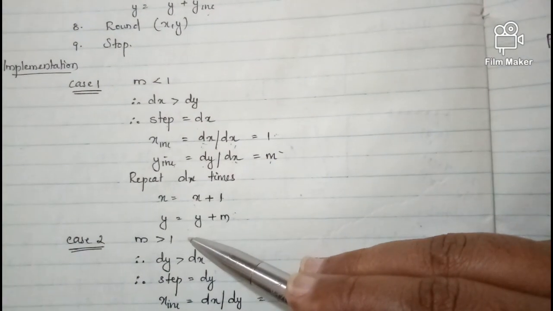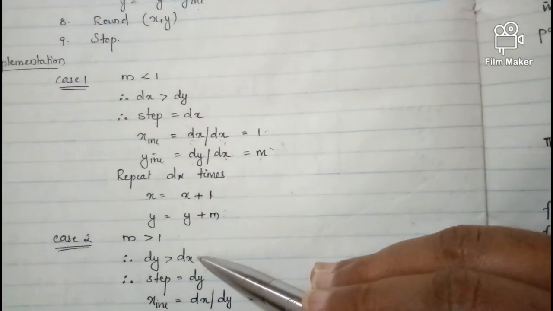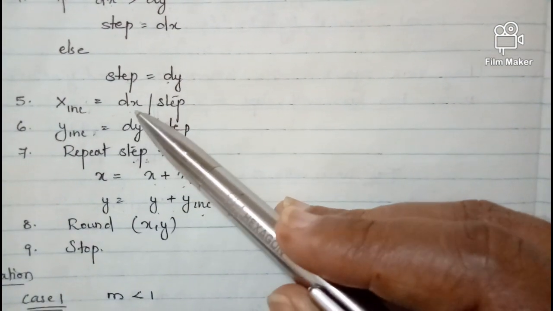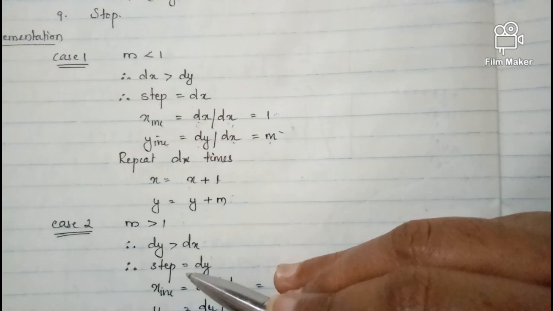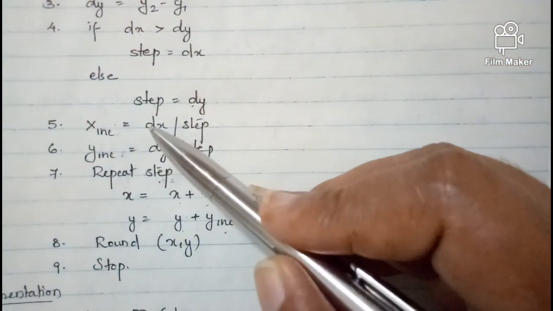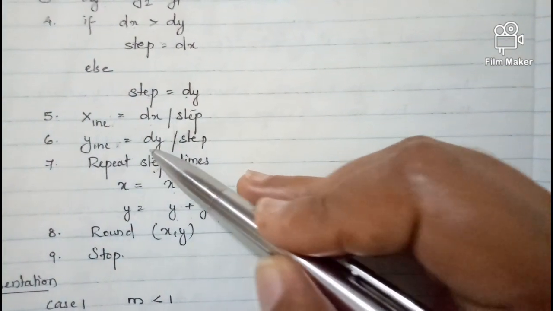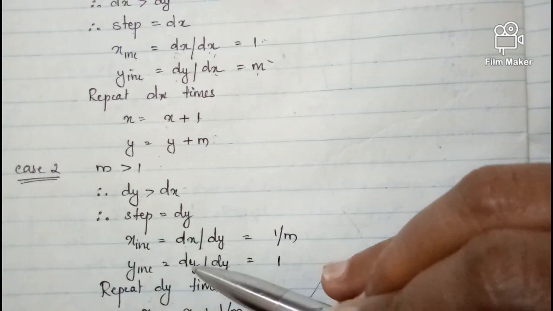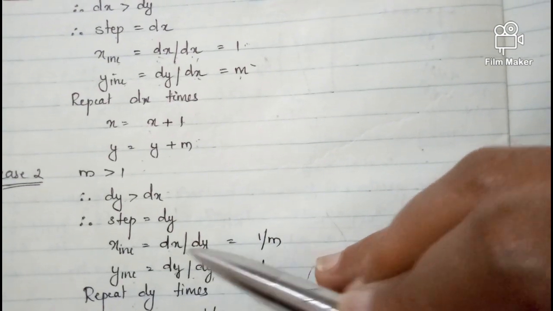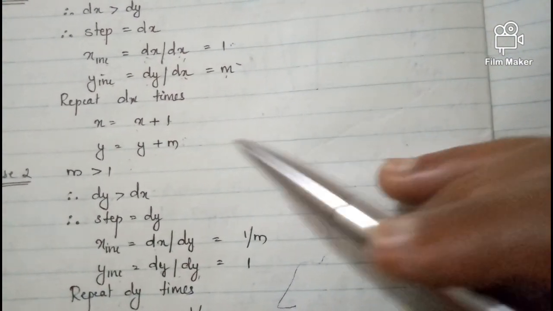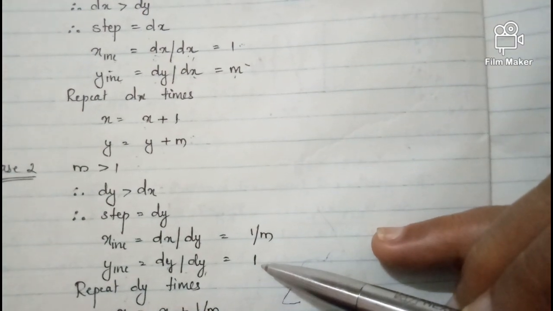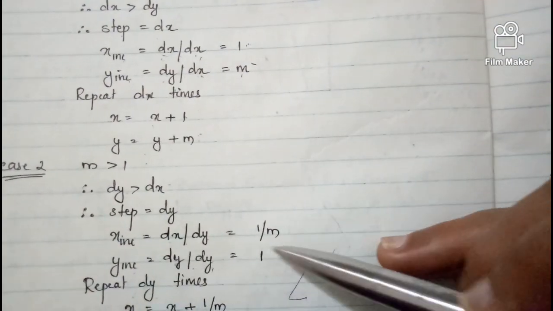If slope is greater than 1, then dy will be greater than dx. At that time, the value of dy will be stored into the variable step. Let us compute x increment and y increment. X increment means dx by step. At present, step has the value dy. So x increment will be dx by dy and y increment will be dy by dy. What is dx by dy? If dy by dx is m, then dx by dy is 1 by m. And y increment is dy by dy, which is 1. So we got x increment as 1 by m and y increment as 1.